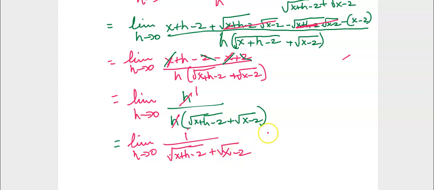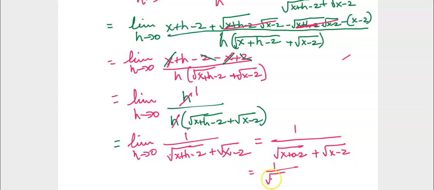Now let me substitute h as 0, so that at that time I won't write limit h approaching 0. So it will be square root of x plus 0 minus 2 under the square root, plus square root of x minus 2. So it becomes 1 over square root of x minus 2 plus square root of x minus 2, or it is 1 over 2 times square root of x minus 2. So this is the answer, f prime of x.